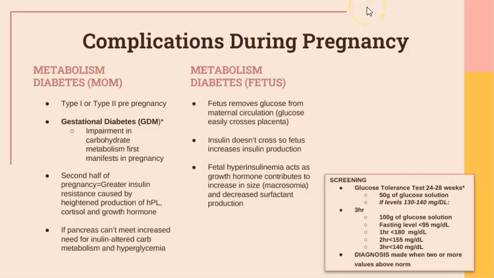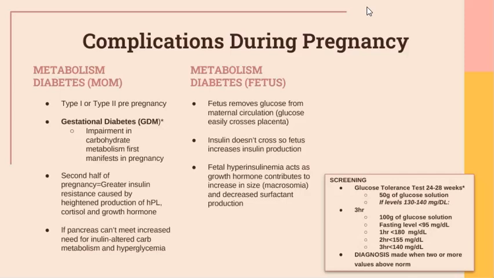Complications during pregnancy: diabetes. Metabolism is our concept, diabetes is our exemplar. So you can have type 1 or type 2 pre-pregnancy. If you have type 1, you're not going to get type 2, you're not going to get gestational diabetes. You're coming to the pregnancy with your issues with insulin production already. Gestational diabetes is characterized as an impairment in carbohydrate metabolism that first manifests in pregnancy.